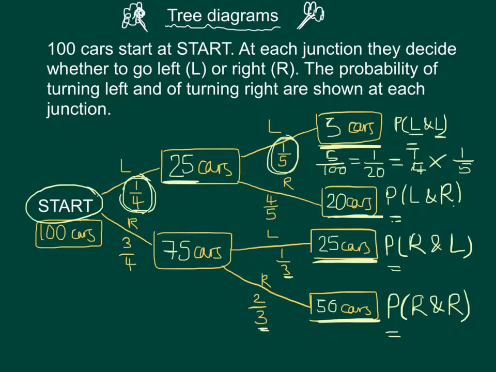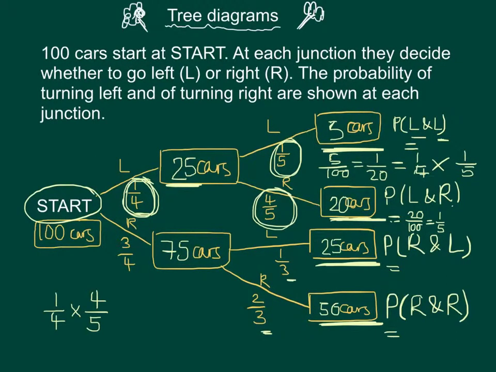Now let's check this rule works for the next one, because now we've got 20 cars out of the 100. So we've got 20 out of 100, and we could simplify that fraction to 1/5. Let's see if we get the same. If we do 1/4 multiplied by 4/5, well, let's investigate this further. The calculation we're doing is 1/4 times 4/5, and we can see that the 4's are going to cancel, and that's going to leave us with 1/5. So our rule that we multiply them together works for this one too.